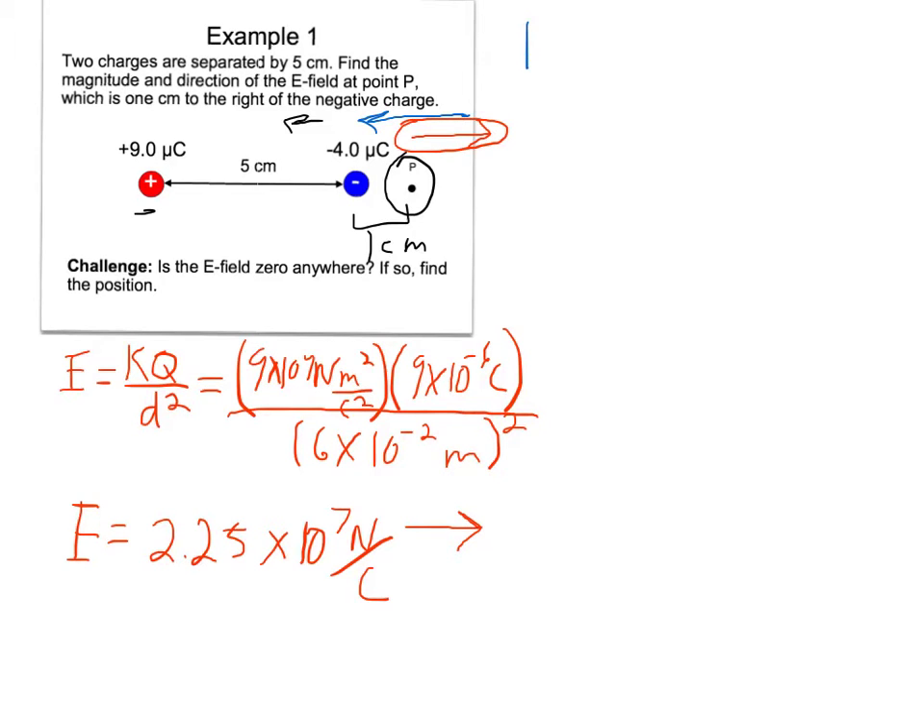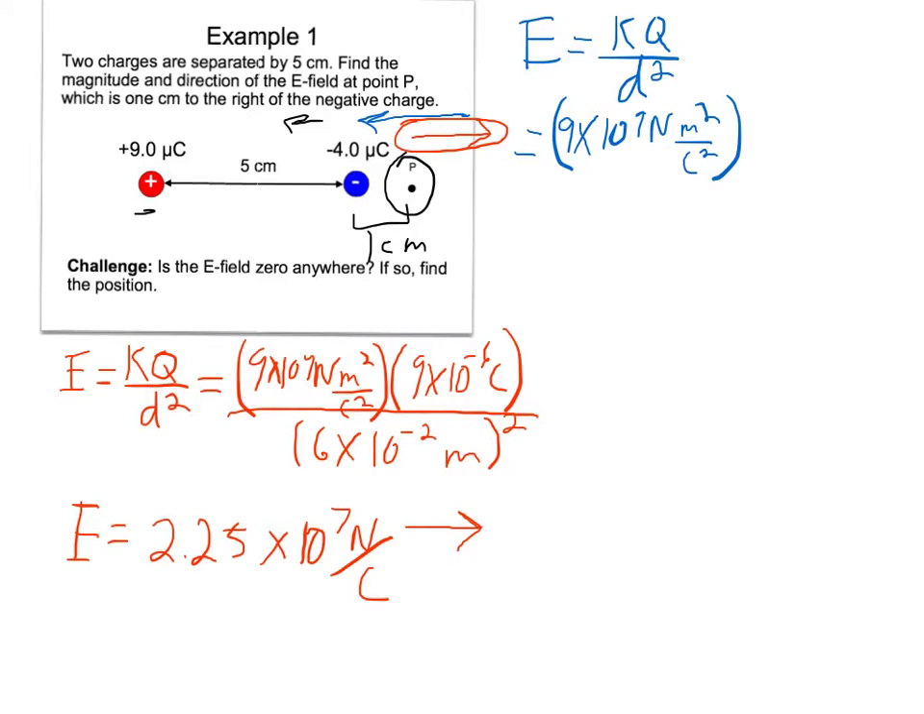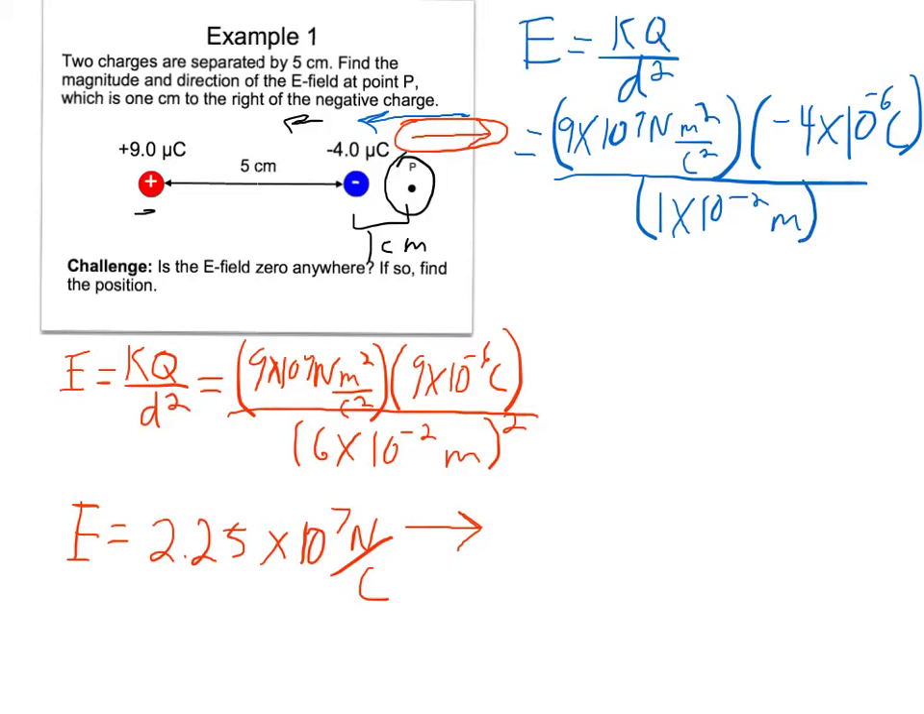Now from the blue charge, electric field strength is kq over the distance squared, and that would be 9 times 10 to the 9th Newton meters squared per Coulomb squared times negative 4 times 10 to the negative 6 coulombs, microcoulombs. That's only 1 centimeter away from the place we're talking about. So 1 times 10 to the negative 2 meters squared.